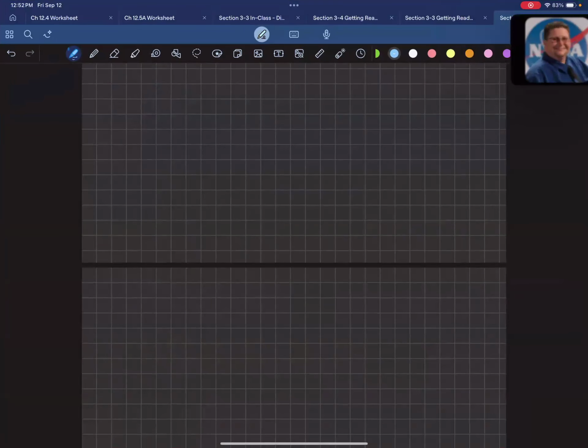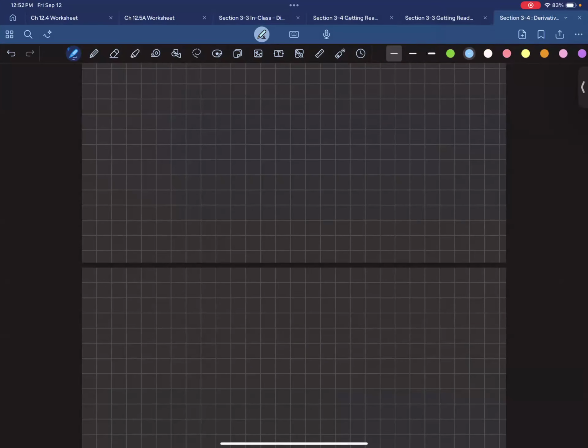All right, so this is section 3.4, part C. This is more kinematics, more examples of kinematics.